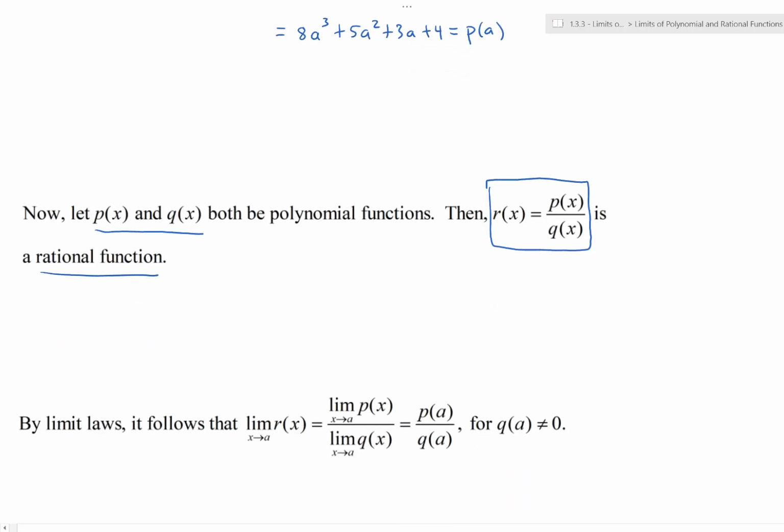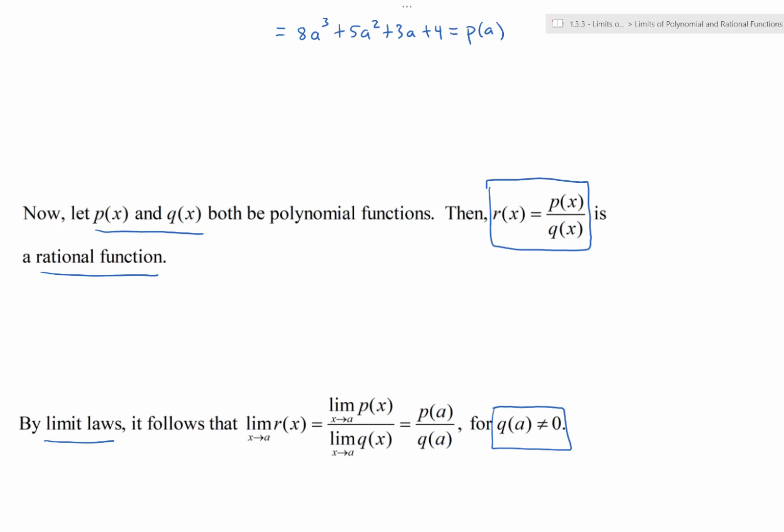Thus, by our limit laws, specifically the quotient limit law, the limit as x goes to a of this rational function r of x should be the ratio of the limit as x goes to a of p of x divided by the limit as x goes to a of q of x. But they're both polynomials, so on top we just get the output value p of a, and in the denominator we get the output value q of a. Of course, that is assuming that the value of q at a is non-zero, because otherwise we'd be dividing by 0. So that's always going to be true as long as the output value of q at a is non-zero.